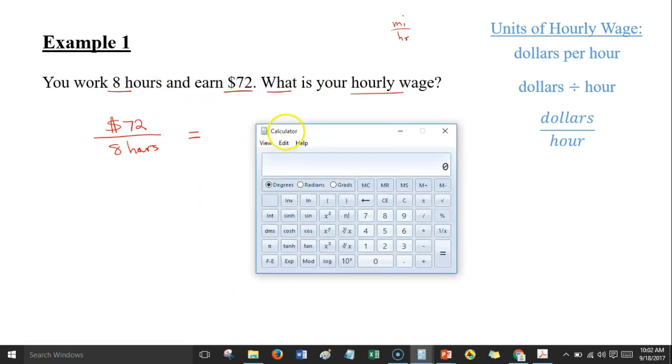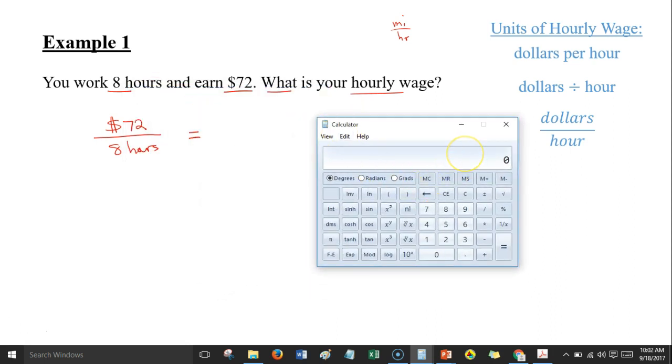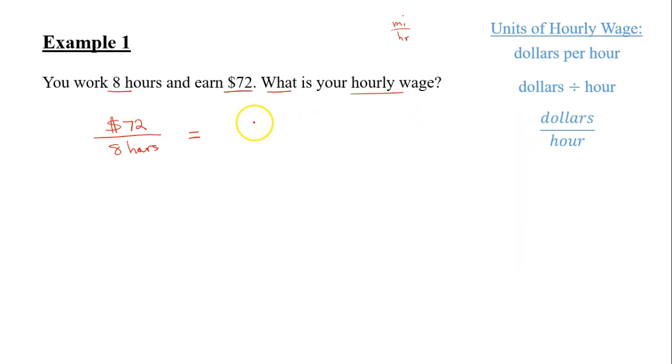You're in the way. Calculator. 72 divided by 8 is 9. So this is 9, and then what? It's dollars per hour. Dollars per hour.